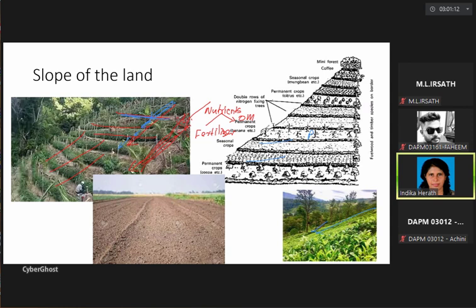So if your land is very slopey, you can manage it properly like that.